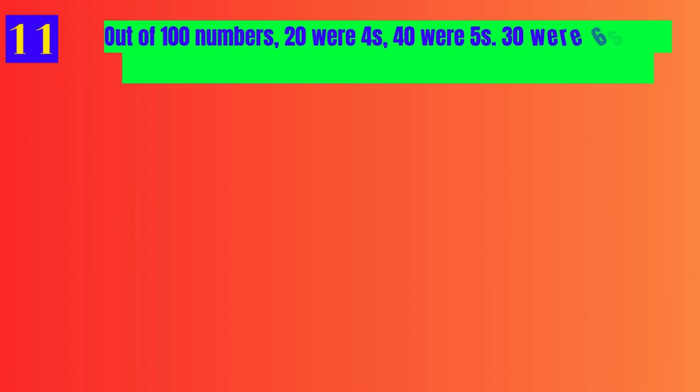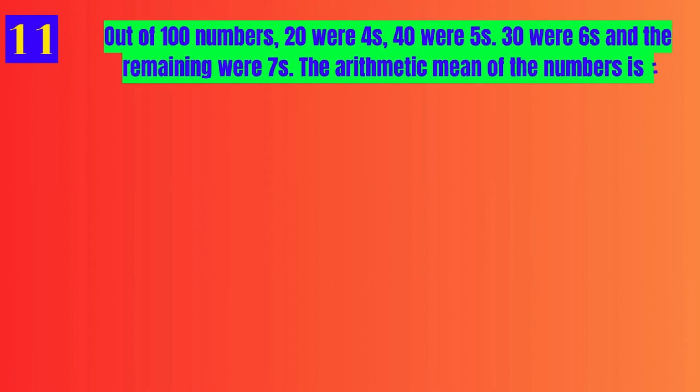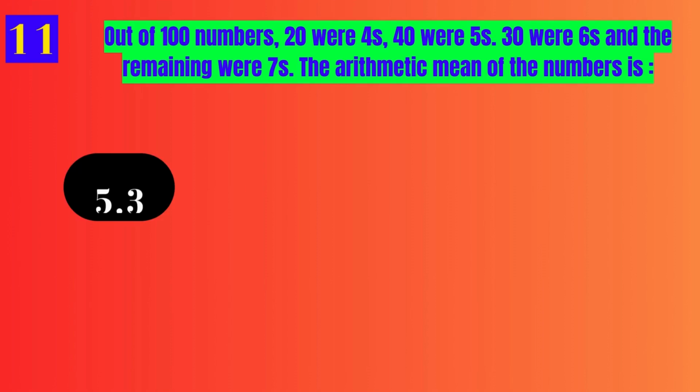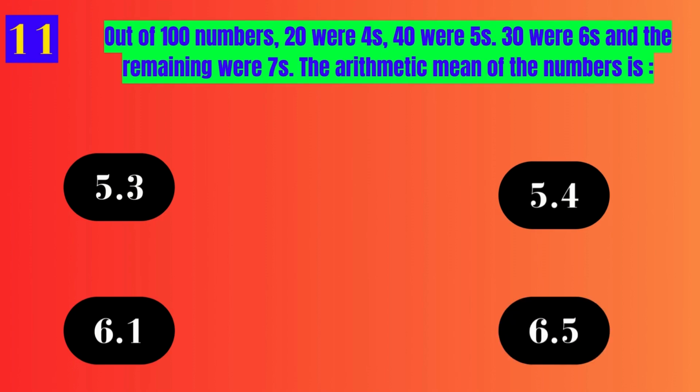Out of 100 numbers, 20 were 4s, 40 were 5s, 30 were 6s and the remaining were 7s. The arithmetic mean of the numbers is. The options are 5.3, 5.4, 6.1, 6.5. Let's break it down.